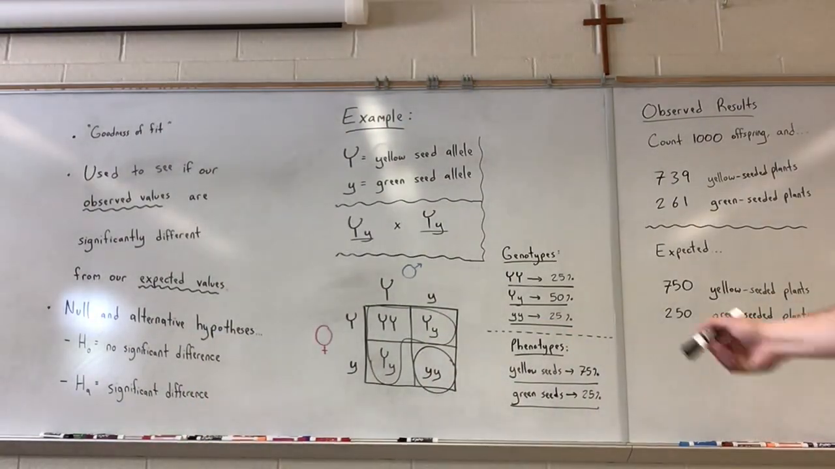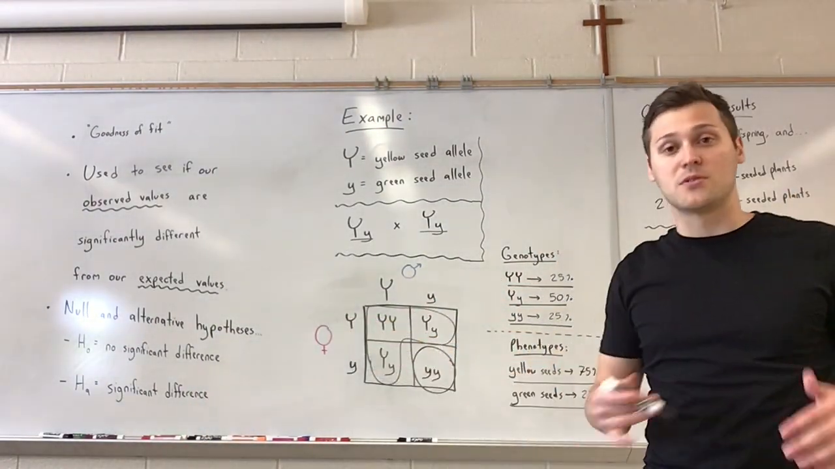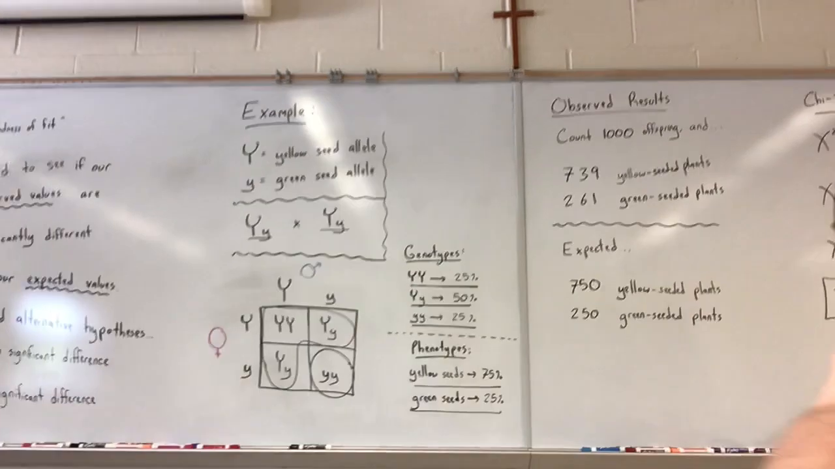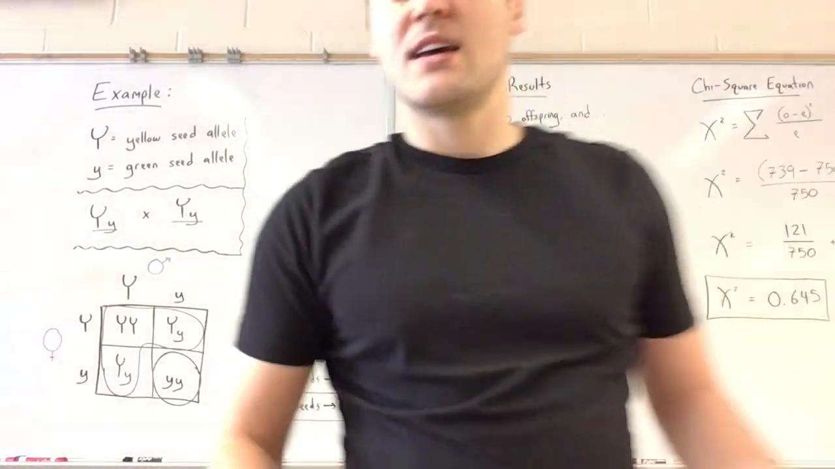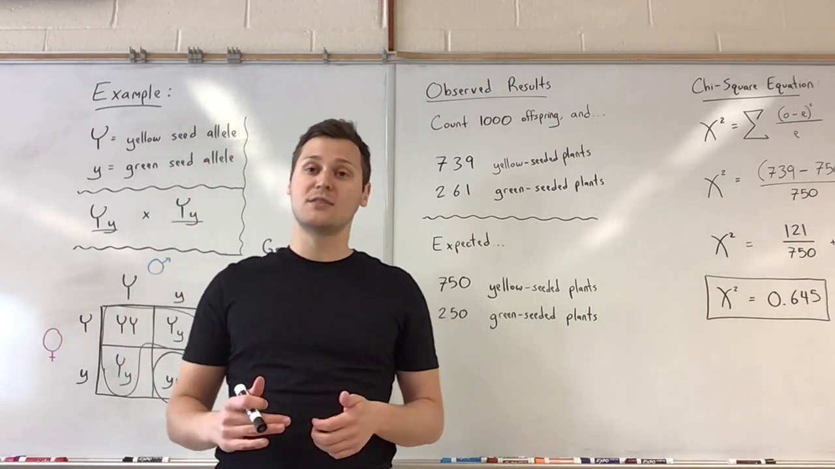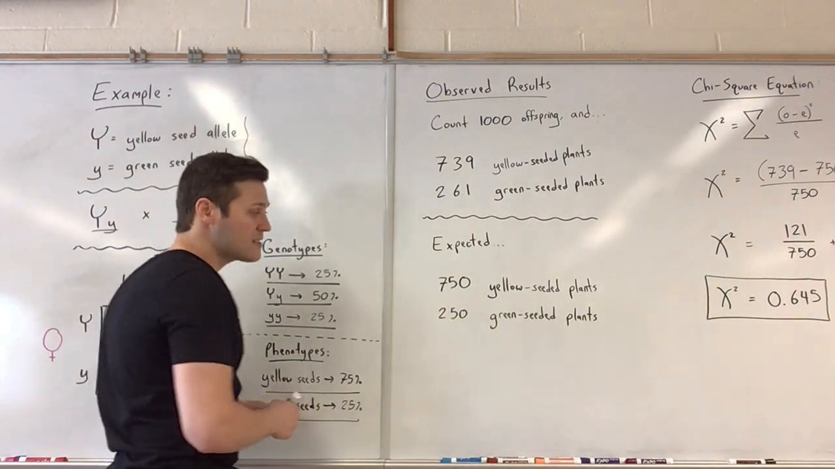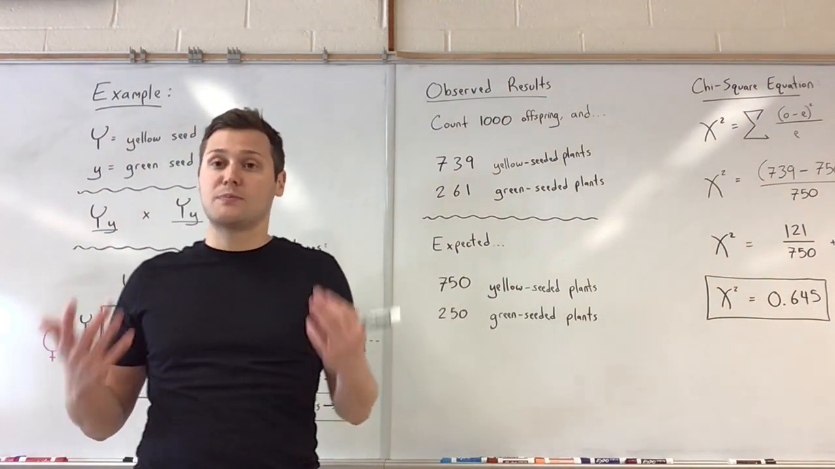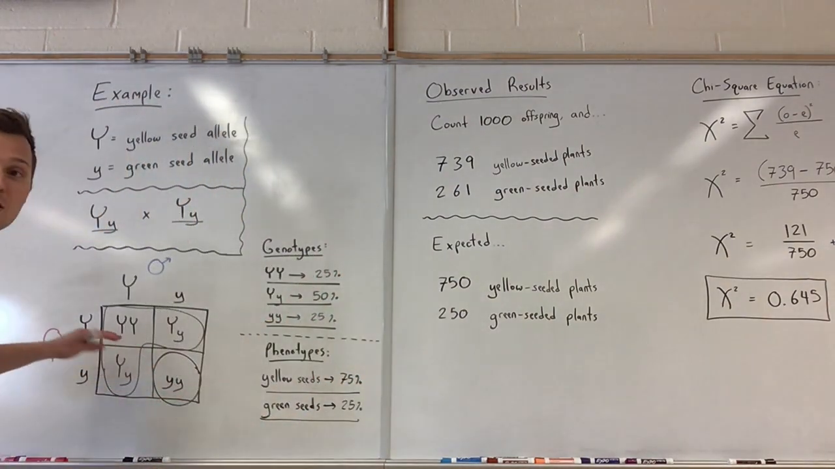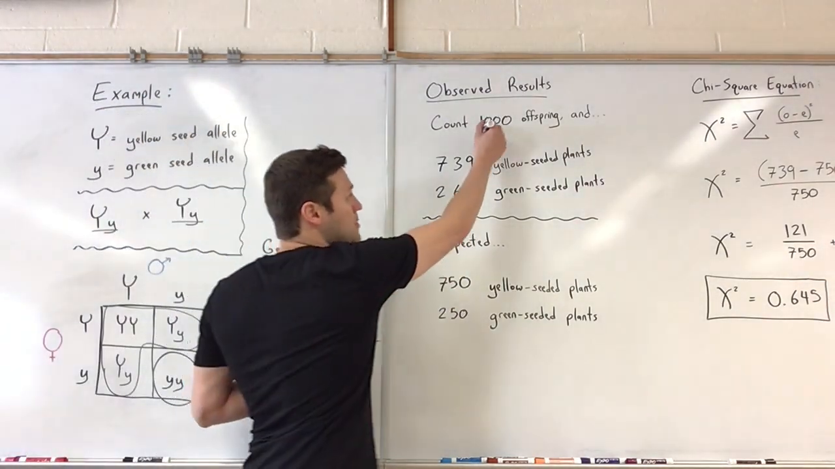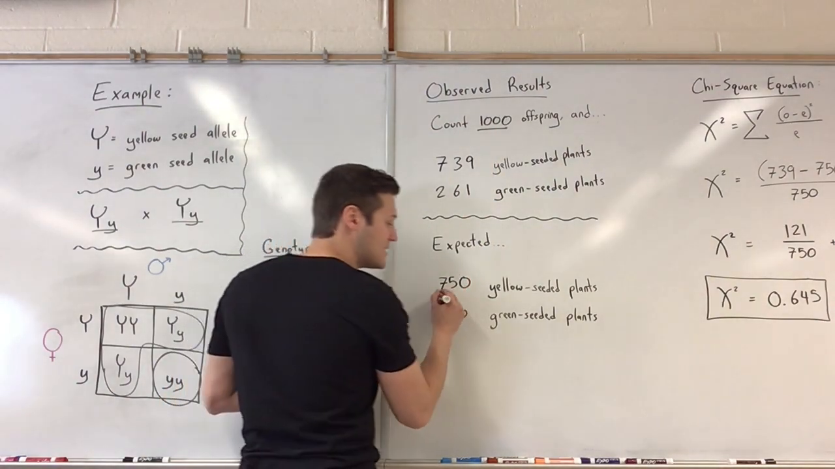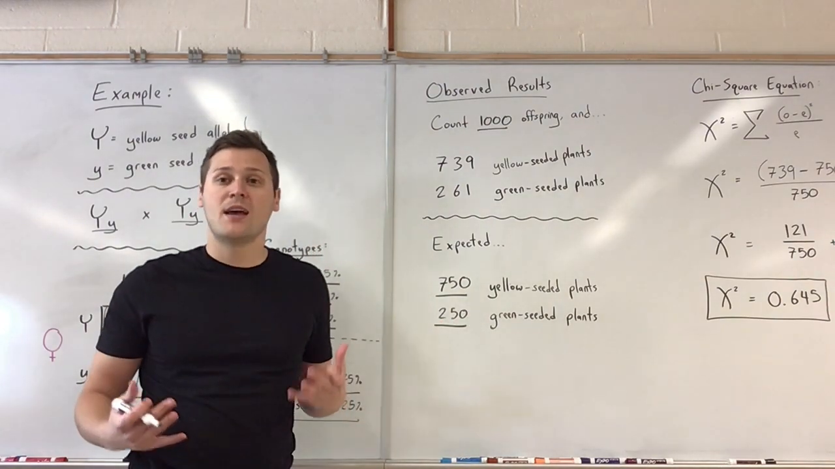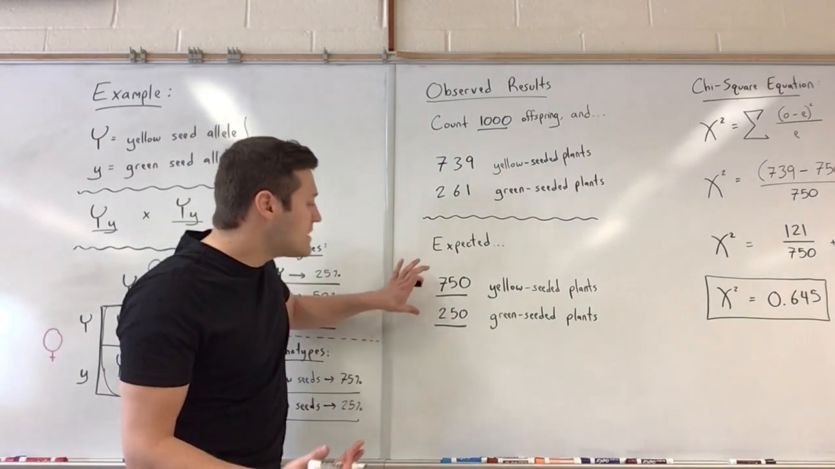So hopefully that made sense. Now I want you to imagine that we crossed these two heterozygous individuals and we counted a total of 1,000 offspring, right? Now, if you were to count 1,000 offspring with this particular cross, you would expect 75% of the offspring to show yellow seeds, and 25% of the offspring to show green seeds, as displayed by the Punnett square. So, with 1,000 offspring total, you would expect 750 of them to have yellow seeds, and 250 to have green seeds.